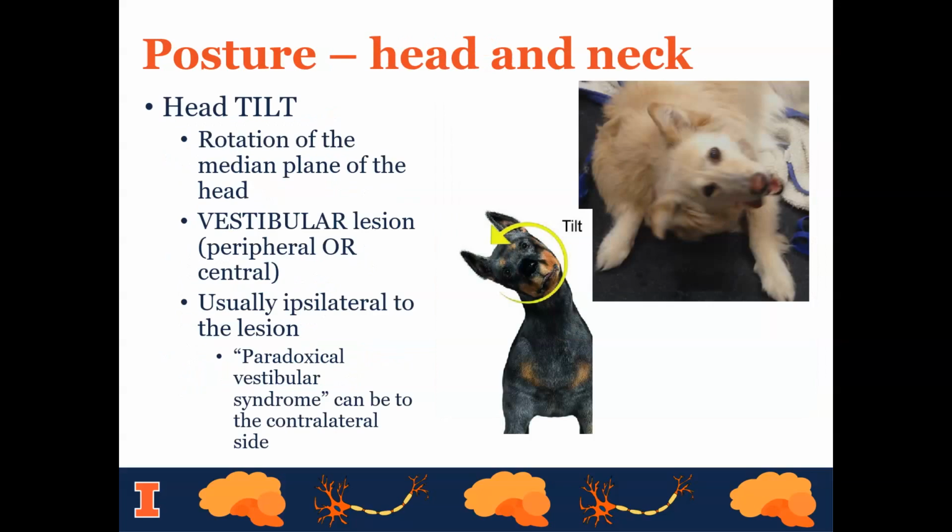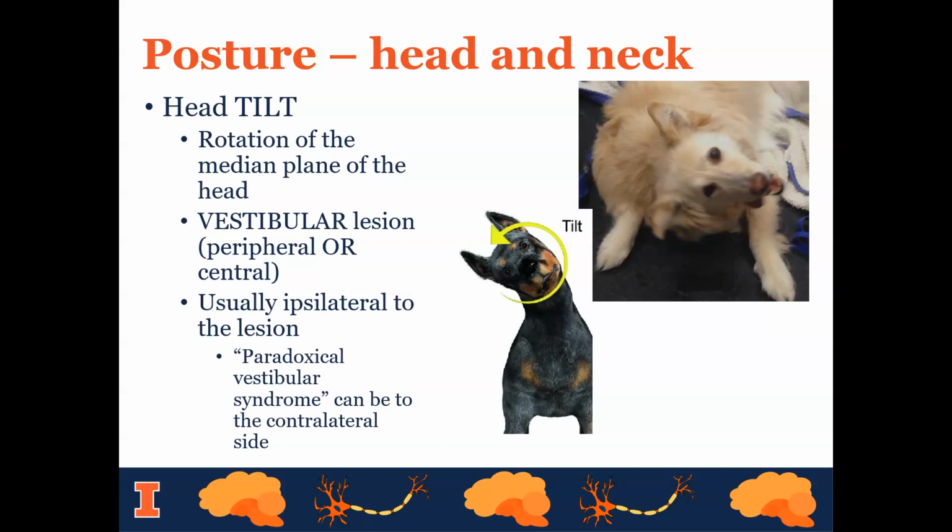So just to go through some of these abnormal postures, one is the head tilt. With a head tilt, the pet may still be looking straight ahead at you, but the head is tilted down towards the ground to either the right or the left side. And this is a cardinal sign of vestibular disease. So with a vestibular head tilt, then we have to ask next, is the problem peripheral, meaning it's coming from that vestibulocochlear nerve or ear structures, or is it central, coming from inside the brain that nerve talks to?